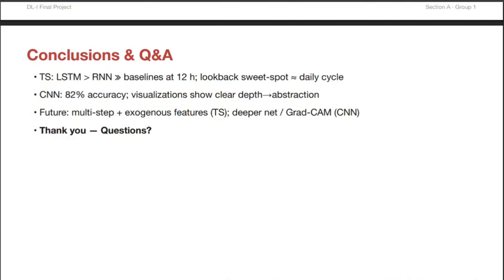To conclude, in task 1, LSTM achieved the best weather forecasting performance and showed stronger long-term memory than a standard RNN. In task 2, our CNN achieved around 82% accuracy on the CIFAR-10 dataset, and the visualization demonstrated how representation becomes increasingly abstract with depth.